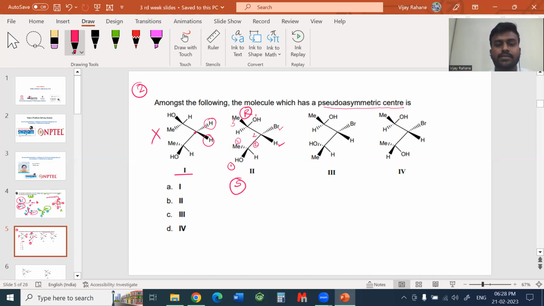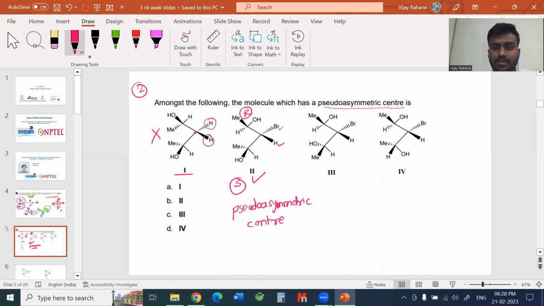R and S, right? So here we can see, we'll remove the unnecessary part. One side has the R configuration, and the second side has the S configuration, and these two attaching groups are different. So this one will be the pseudo asymmetric center. This one is the pseudo asymmetric center.